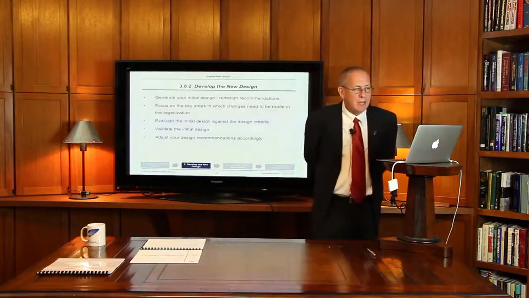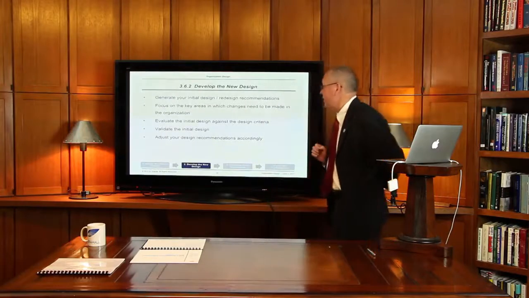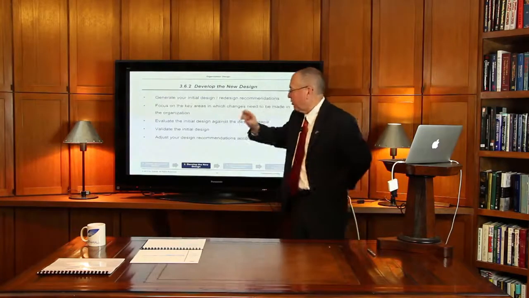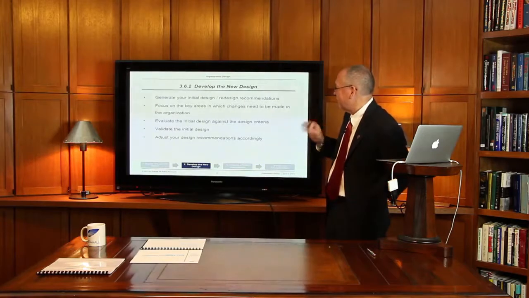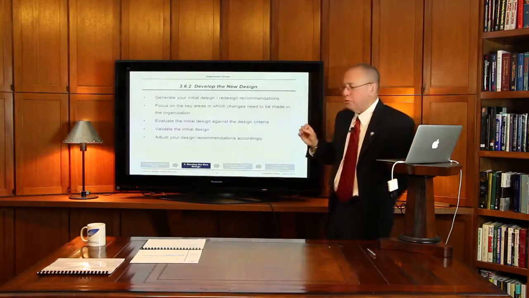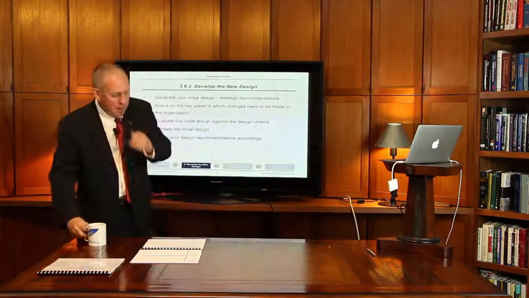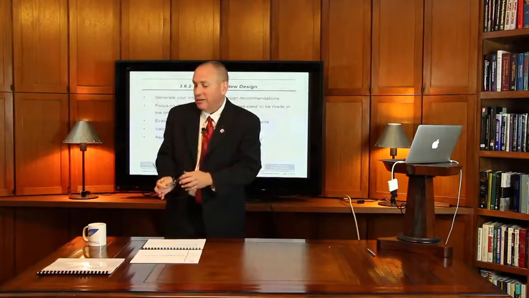So we generate recommendations. We focus on the key areas where changes need to be made in the organization. We come up with initial designs. That should probably be a plural here, more than one, and assess them against the design criteria. Do they match those criteria? We go through a validation process. So I talked about options earlier on. So I had my simple options, my realistic options, and my radical ones.